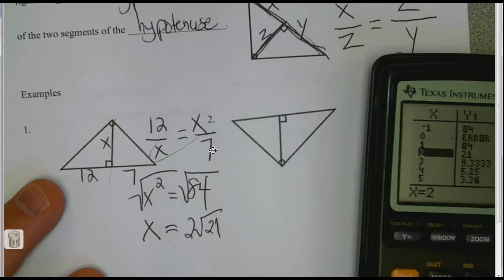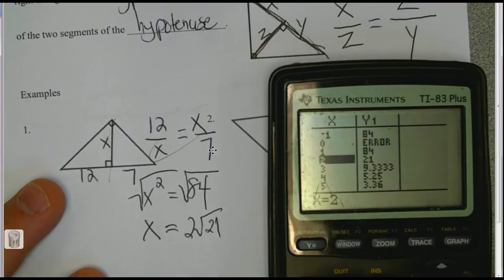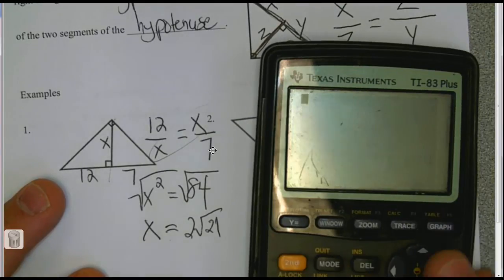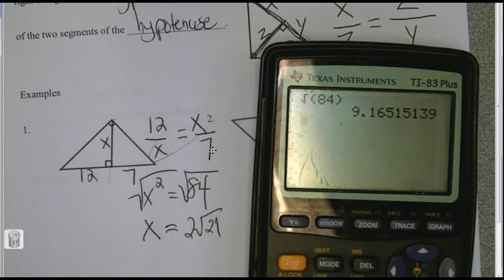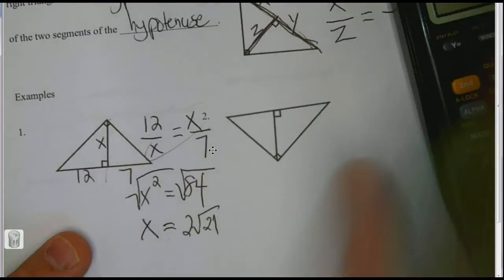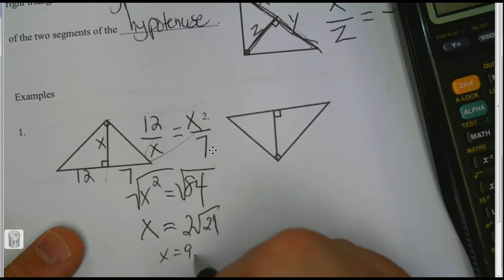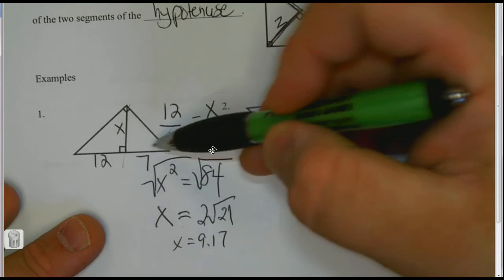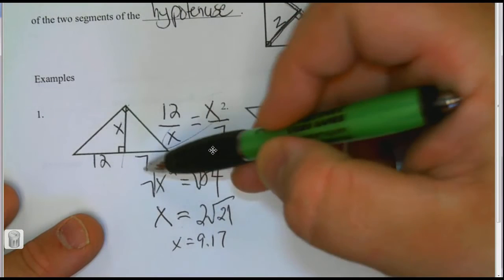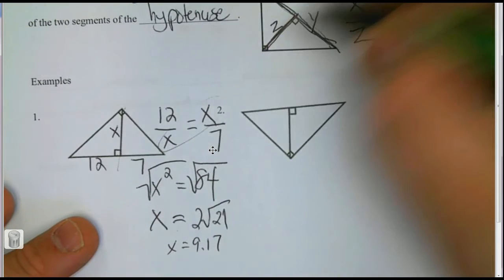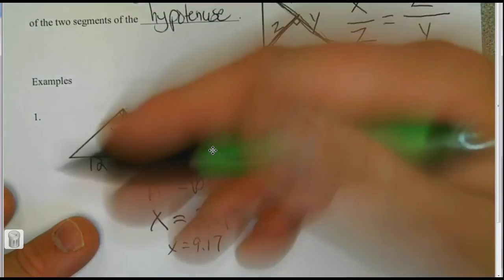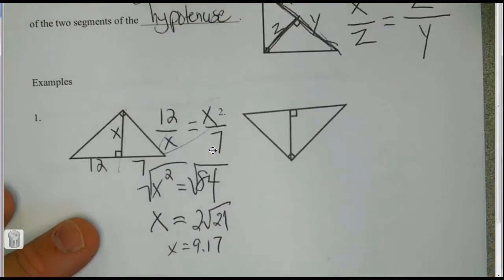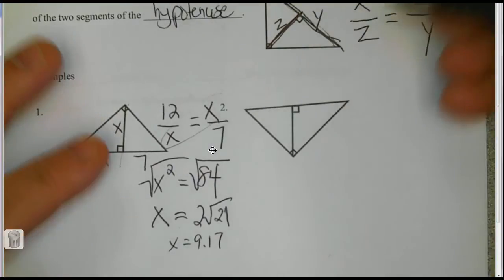You could also just do the square root of 84 in your calculator to come up with the decimal form, and it's 9.17. We want to go 2 decimal places. So x is equal to 9.17. And that makes sense because we said it's the geometric mean between these two sides. Not add them up and divide by 2, but we're actually going to multiply them and take the square root. So x is equal to 9.17. So that makes sense. Let's practice this one more time.